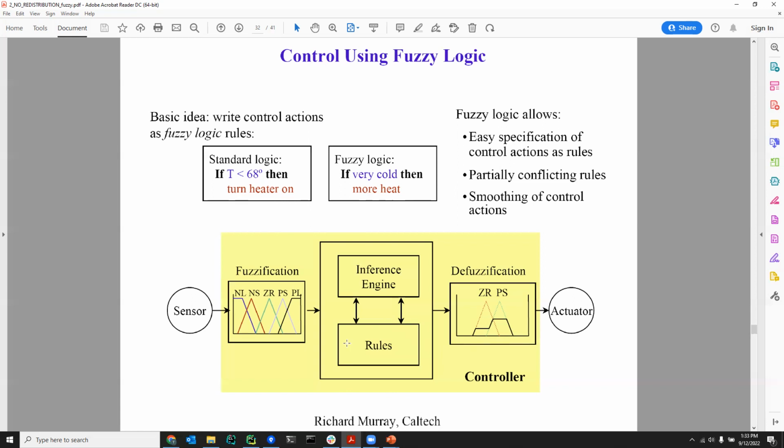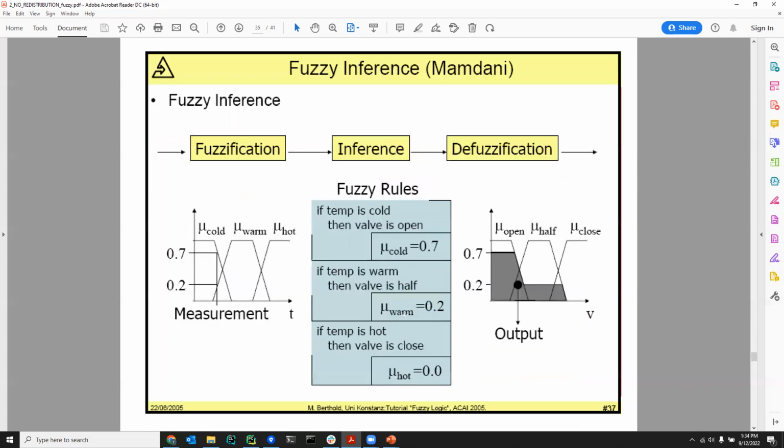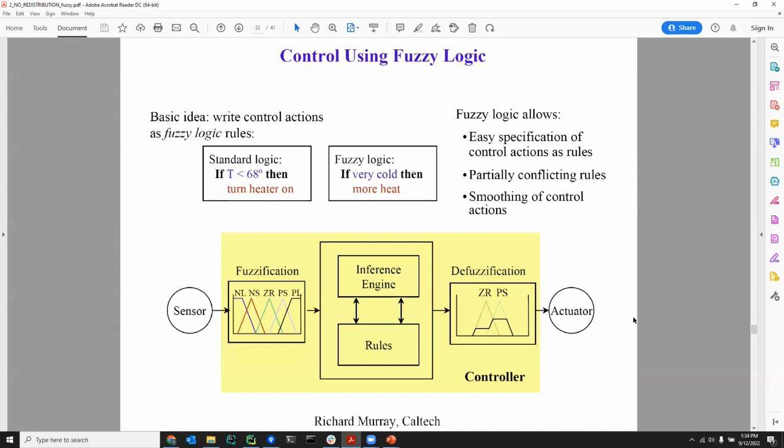In this case, we're going to represent all of our output actions with these linguistic rules. As we saw, the sensor is reading the temperature that gets fed in. It gets fuzzified. These rules, in which very cold is a label on one of these input sets, then more heat, which is an output set. The inference engine is constituted by the full set of these rules that dictate the input to output relationships.